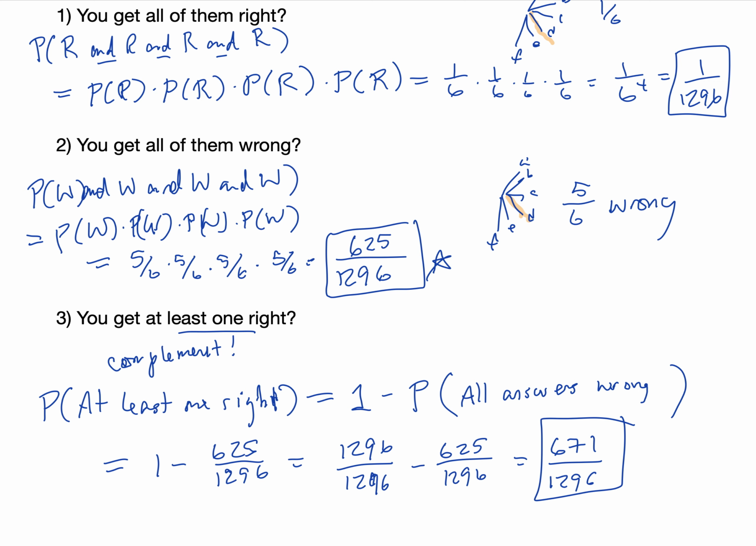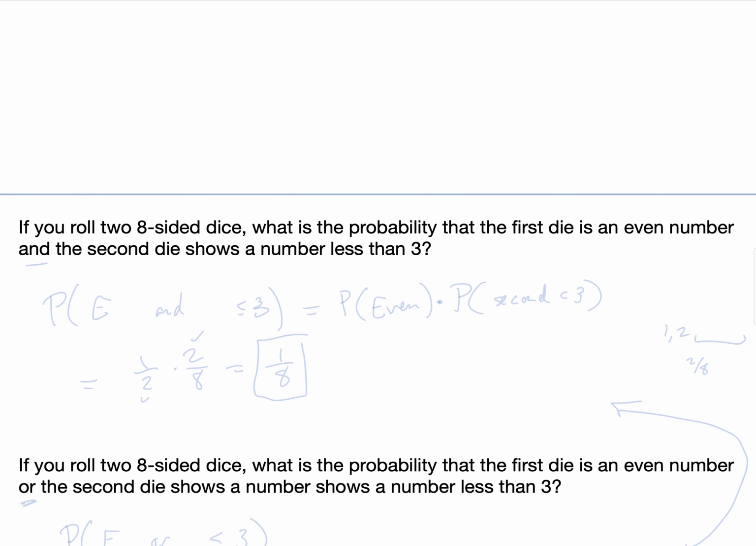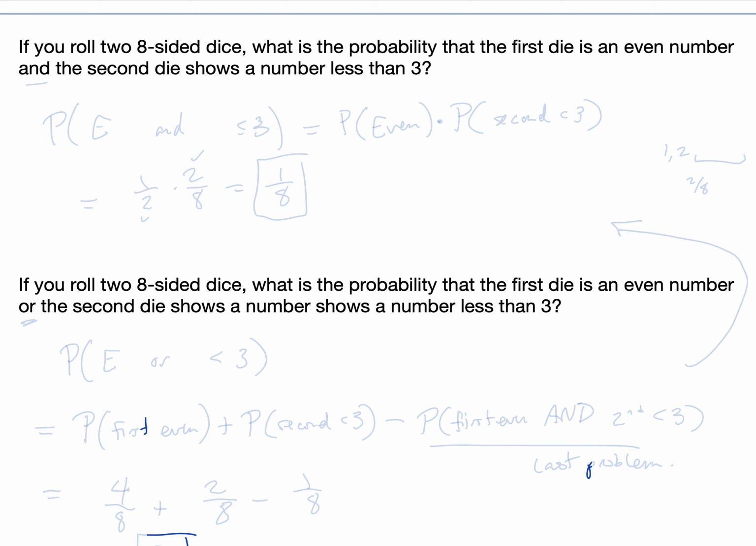If you roll two 8-sided dice, what is the probability that the first is an even number and the second shows a number less than 3? We're going to be using the multiplication rule here. So, probability that the first is even and the second is less than 3. So what is the probability of that event? That's the probability that the first one is even, times the probability that the second is less than 3.